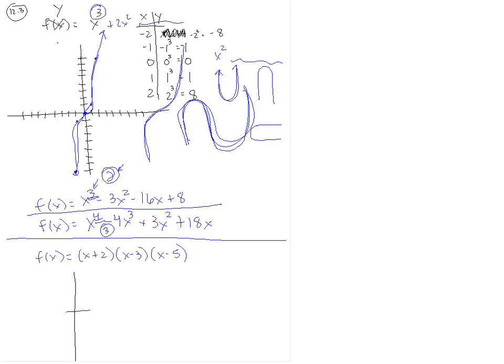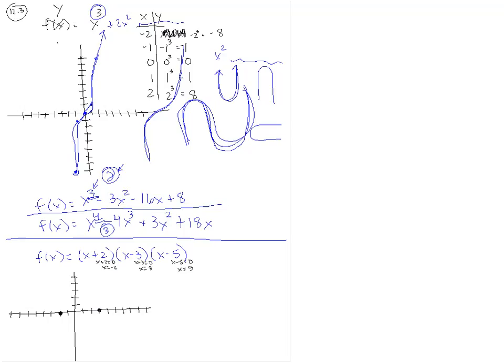Now, what were the zeros? That was when you take each factor, set it equal to 0, and solve. So take x plus 2 and set it equal to 0 and solve. X plus 2 equals 0, so x is negative 2. X minus 3 equals 0, so x is positive 3. And x minus 5 equals 0, so x is positive 5. Those are your zeros. We know it's going to cross the x-axis at negative 2, at positive 3, and at positive 5.